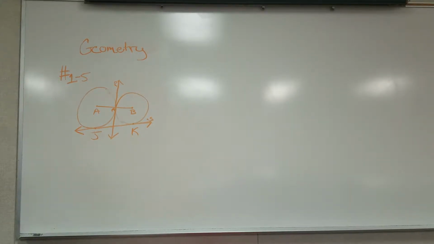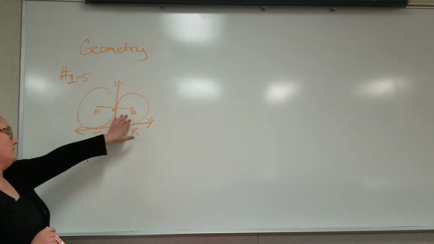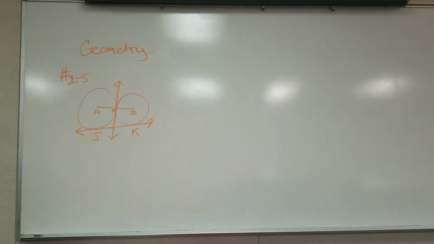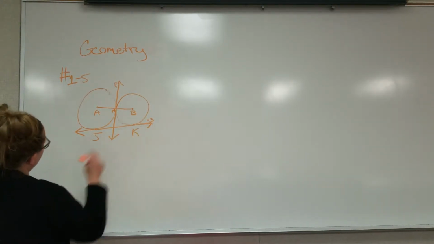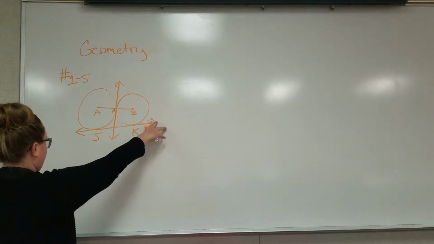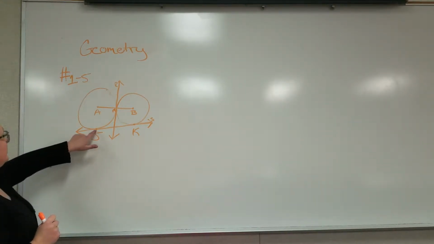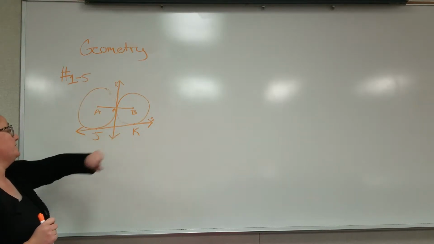A circle is named by its center point. So this circle would be circle A, this would be called circle B. Alright, and then what we're talking about here is lines that touch a circle at one point. Those are called tangents. So this line, you can see, is called tangent S. It's named by one letter. And then where it touches the circle is the point of tangency.